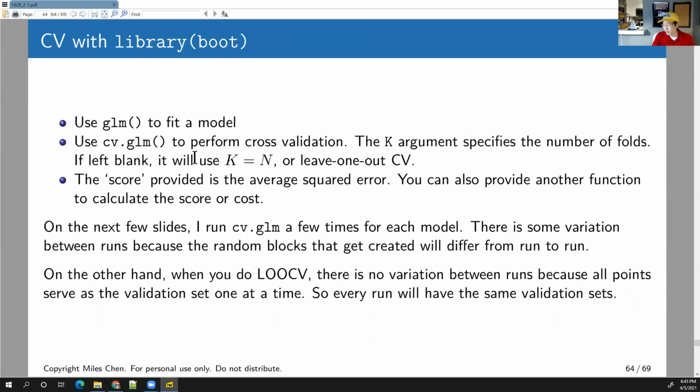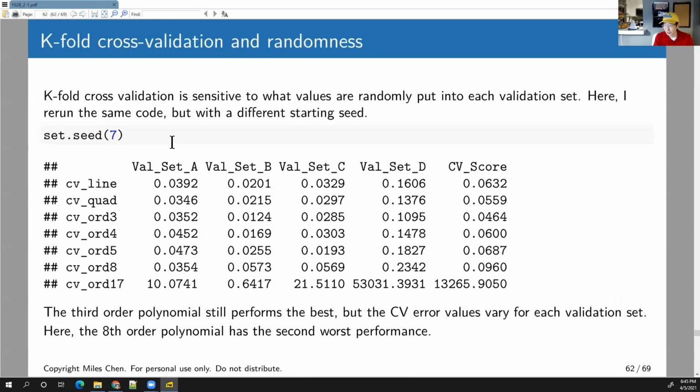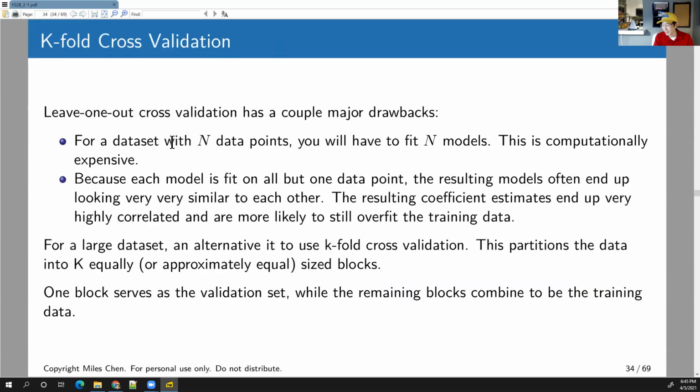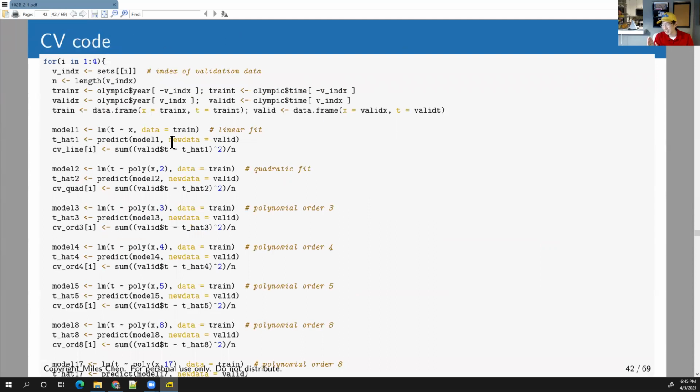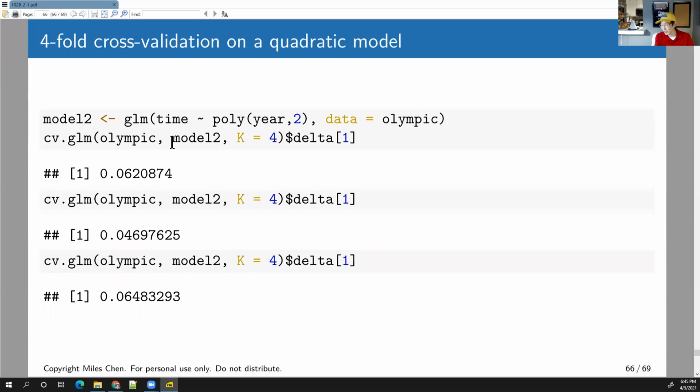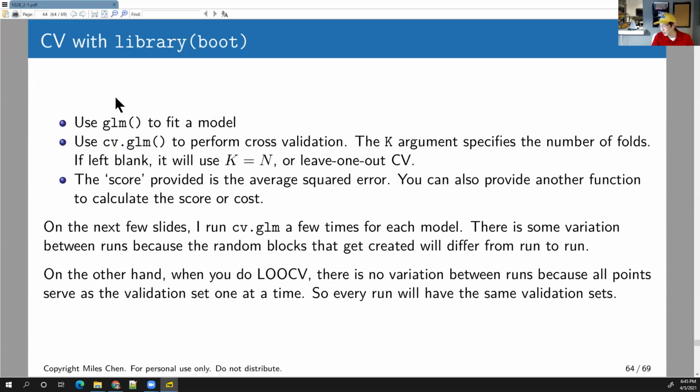If you want to do this in more of a production setting, I would recommend against writing your own code like I did here, although I make you do this for your homework. But in an industry setting, you would probably use cv.glm, which is tried and true code. And you would specify k, so you would set k equal to 4 or something like that.